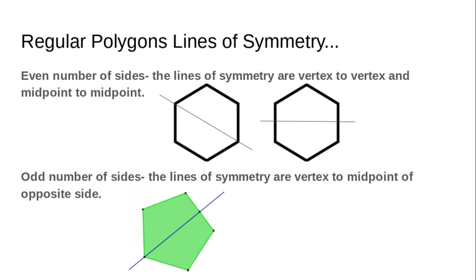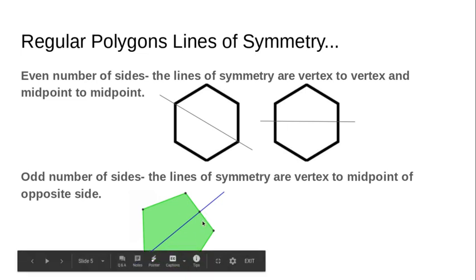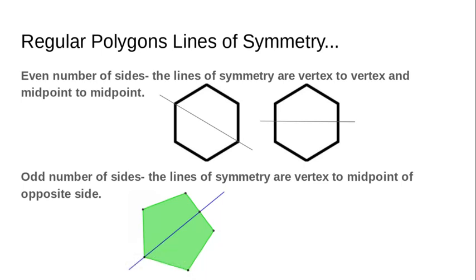If your regular polygon has an odd number of sides, so 3, 5, 7, 9, 11, 13, and so on, then every one of the lines of symmetry will go from a vertex to the midpoint of the opposite side. So I did a little pentagon here, and you can see we have the midpoint of this side, and it connects to the opposite vertex. So all of those are going to be vertex to midpoint. In an even number of sides, you've got vertex to vertex and midpoint to midpoint. In the odd, vertex to midpoint.